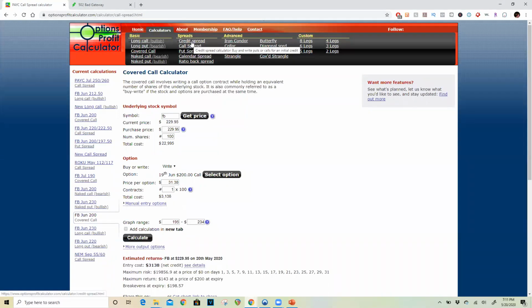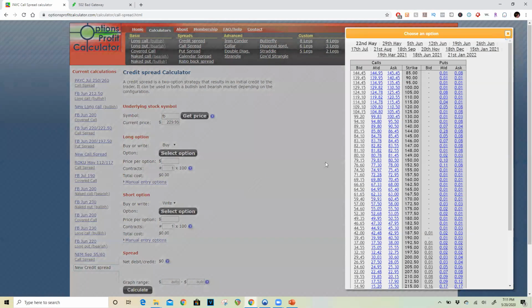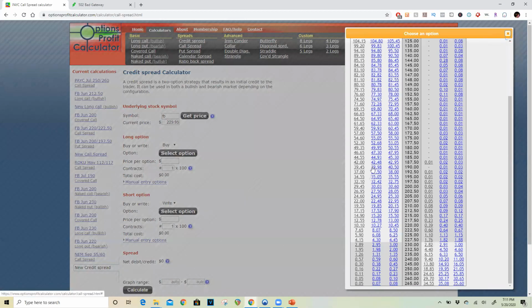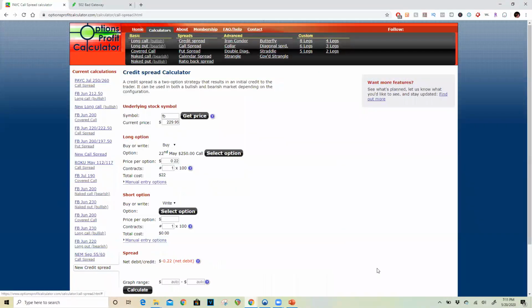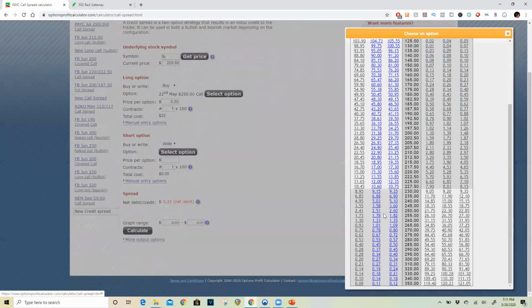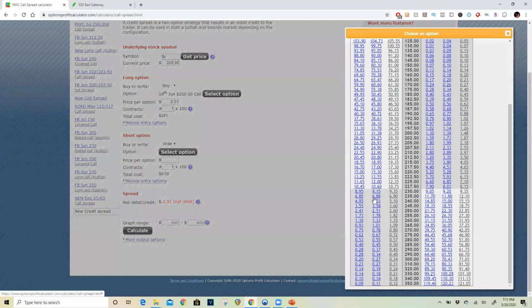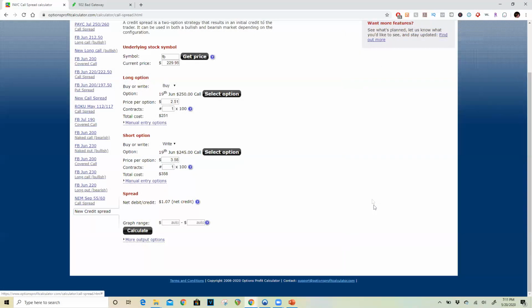So in spreads, go to credit spread, type the symbol here, Facebook. Remember, this is the long or short option. So for a call credit spread, you want to buy a call that is very far out of the money. In this case, let's say $250. Instead of the 20-day expiry, let's choose a month out. Let's say I buy a call at $250, and then I sell a call for June 19th at a lower strike price, say $245.